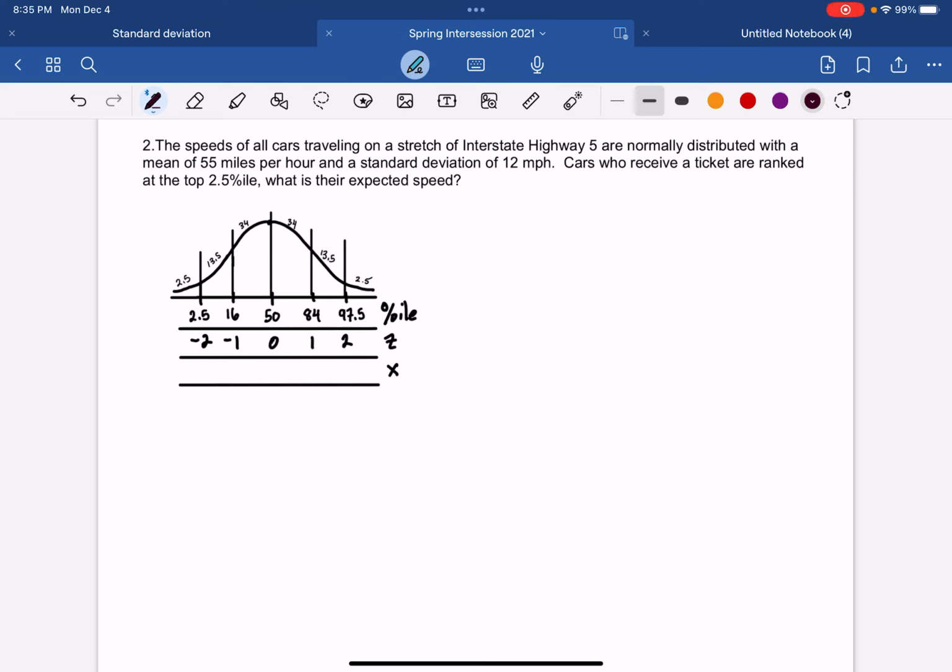This is the second out of 4 videos on the normal distribution. Now this one's going to be a little bit different. This is going to talk about percentile. Here it says the speeds of all cars traveling on a stretch of highway 5 are normally distributed. So we know it's normally distributed with a mean of 55 and a standard deviation of 12.